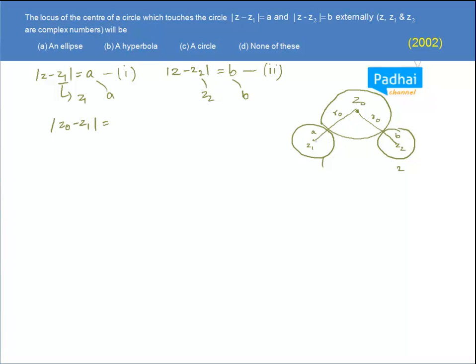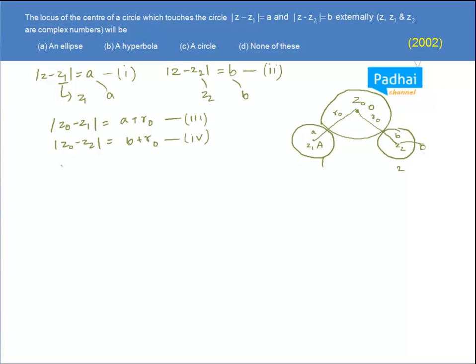Let's suppose this is a, this is b, and this point is O. So this length OA, |z0 - z1|, is nothing but a + r0. If I talk about the length OB, |z0 - z2| will be b + r0. Alright, so this is my third equation and this is my fourth equation.